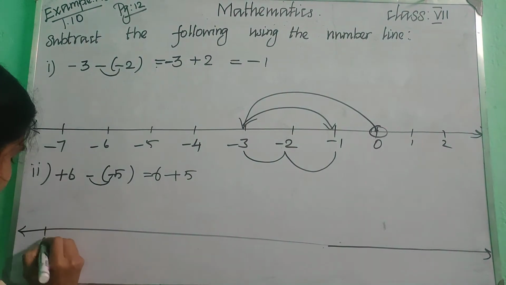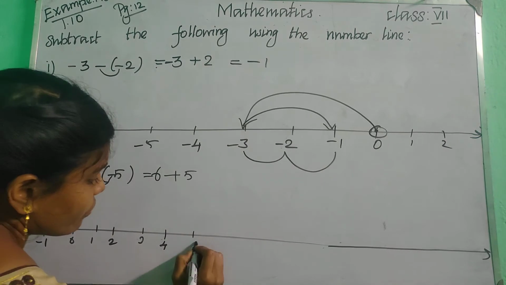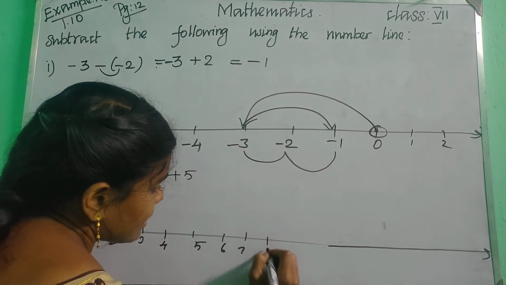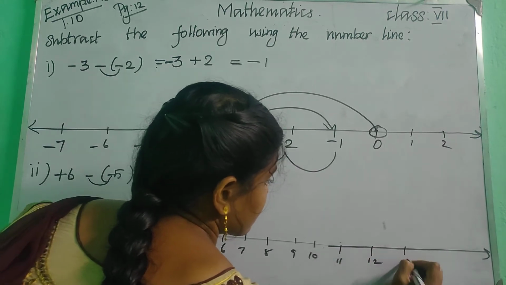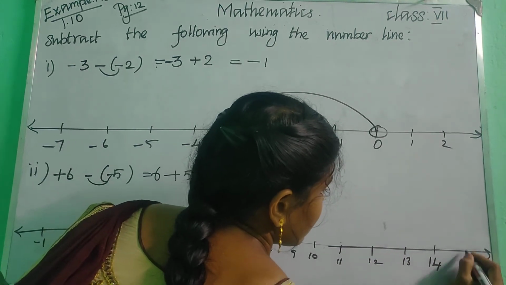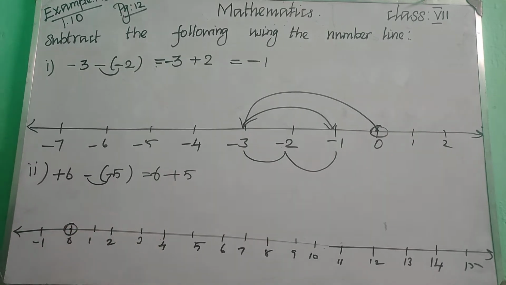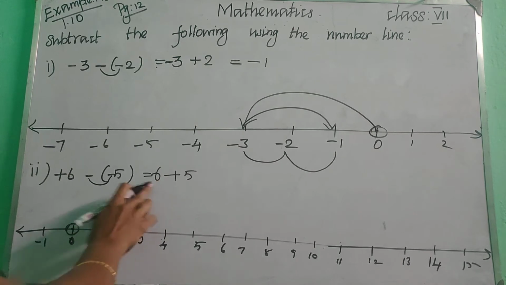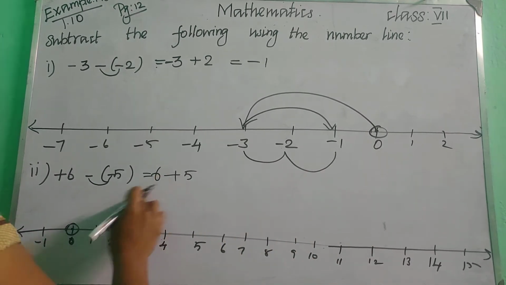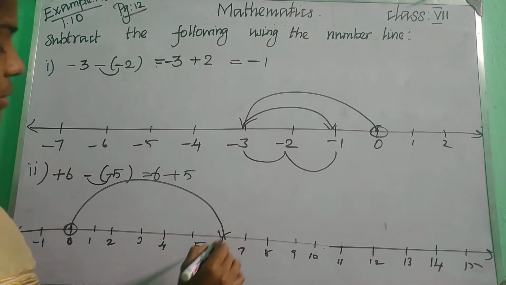Let's start from minus 1, 0, 1, 2, 3, 4, 5, 6, 7, 8, 9, 10, 13, 14, 15. Okay, so let us start from 0. We are here now at 0. First of all, we need to move to plus 6, which is on the right side, the positive direction. So that's 0 plus 6. We are here now.